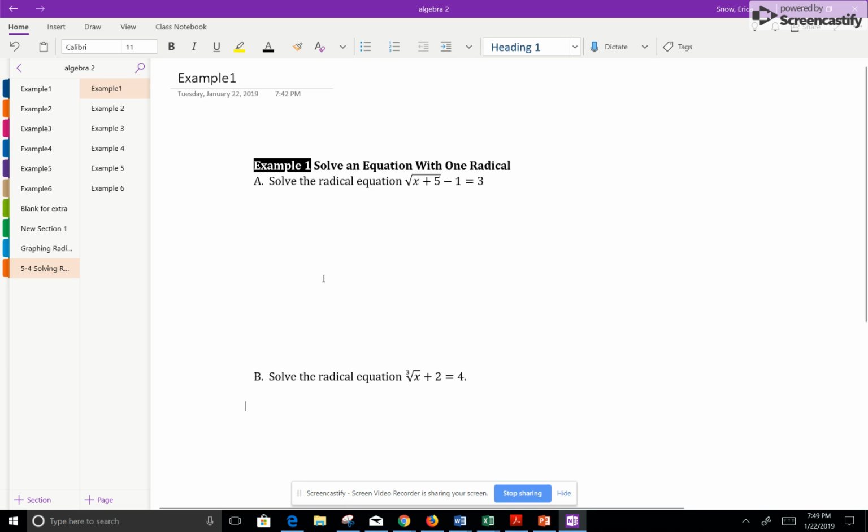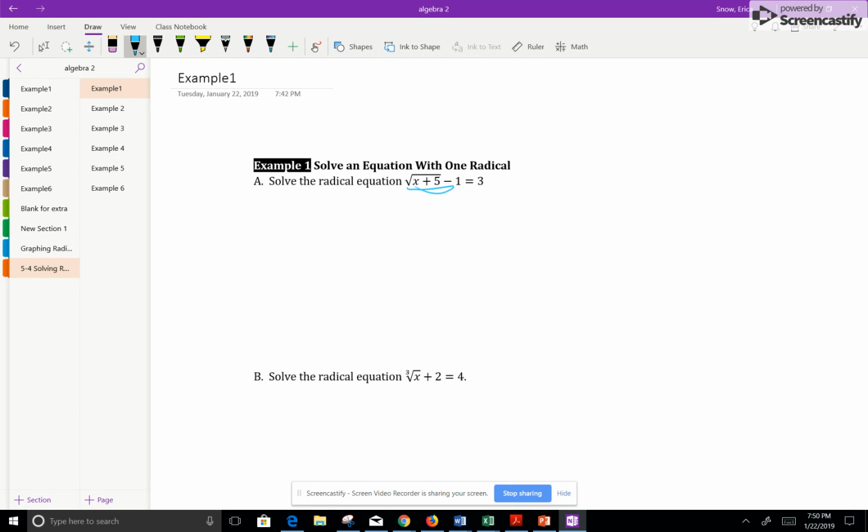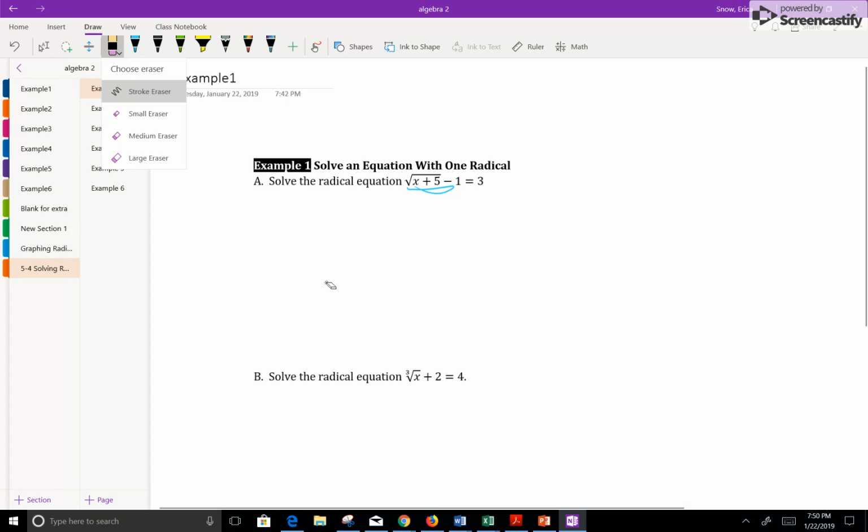Hello class, we are in section 5-4, solving radical equations. So now we're going to talk about solving equations where we see our lovely little radical sign here. Don't panic, I promise it's not that bad. Your first step in these equations is to get that radical sign all by itself.